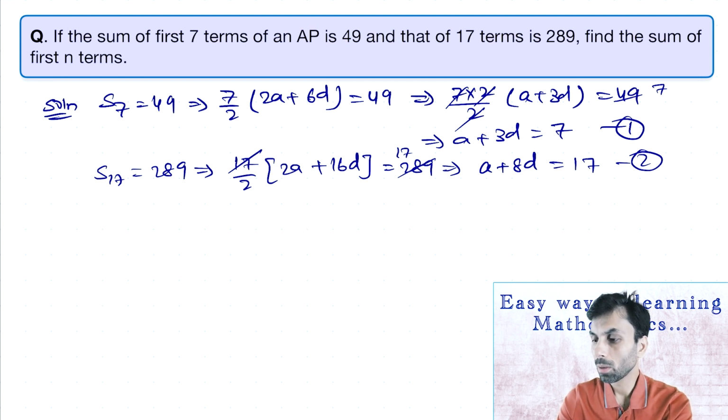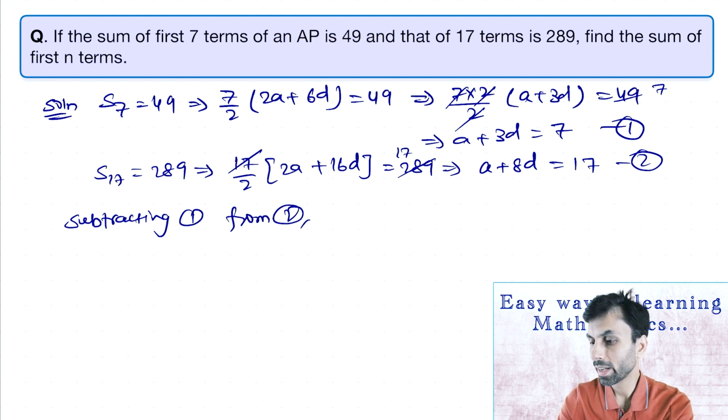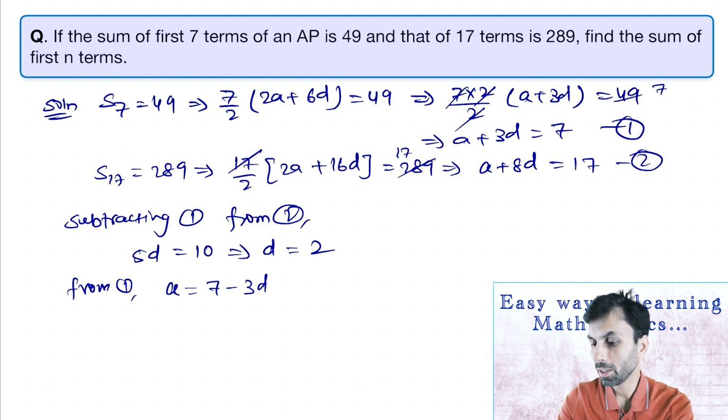Now, solving first and second, what we'll get is, subtracting 1 from 2, we'll get a and a cancelled, 8d minus 3d will be 5d, which will be 17 minus 7, that is 10, which means the value of d will be 2. And then if you substitute the value of d in any one of the equations, let's take from first, we'll get the value of a as 7 minus 3d, which will be 7 minus 3 into 2, 6, which is 1. So we got the value of a and d.